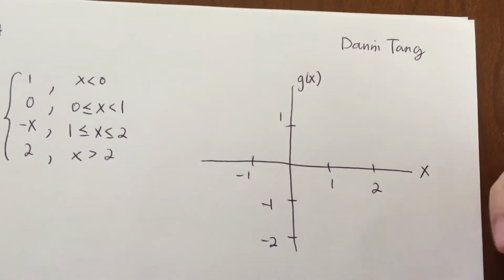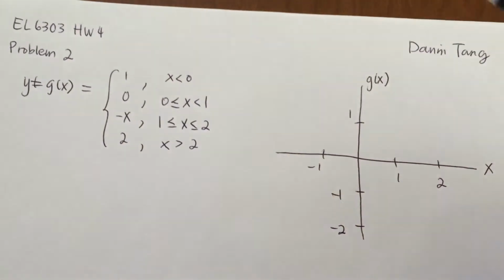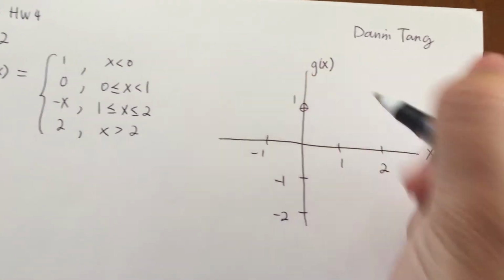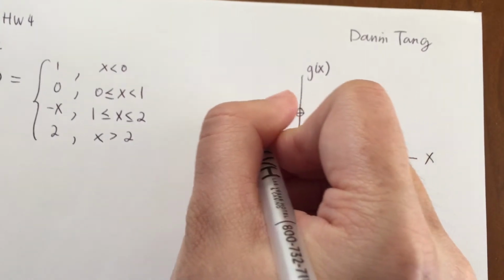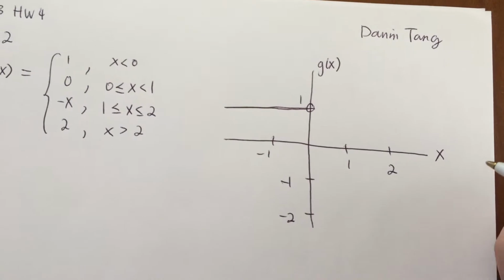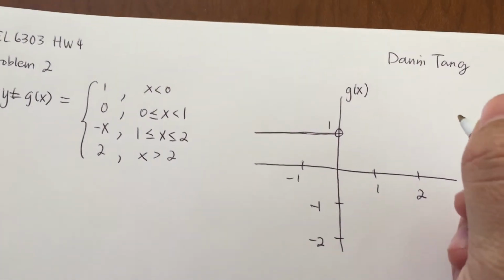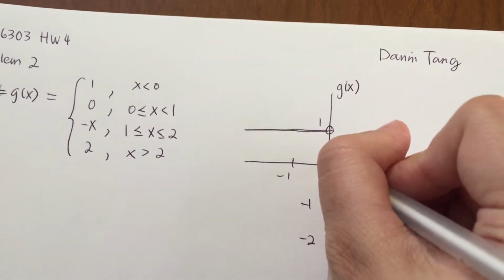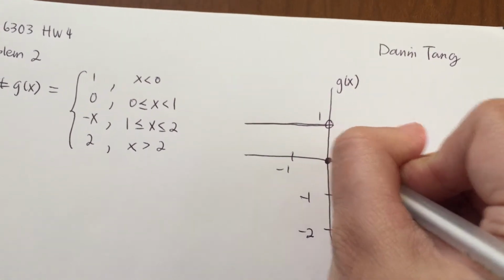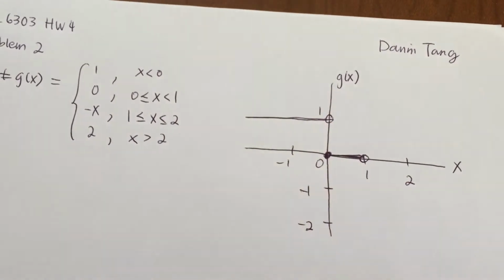Okay, so first part, it says y equals 1 when x is less than 0. Since this is non-inclusive, you draw an open circle, and then y equals 0 when x is greater or equal to 0 but smaller than 1. So this is a closed circle, open at 1, closed at 0, open at 1.